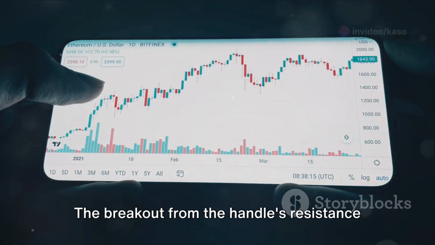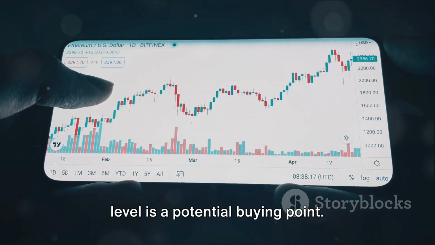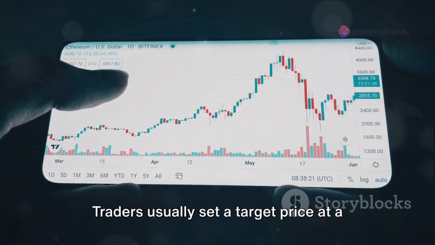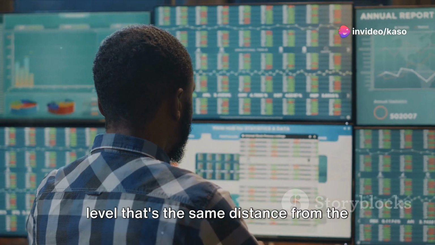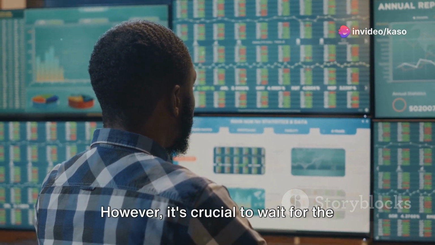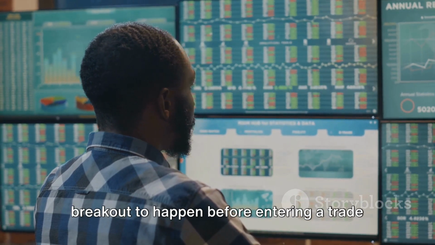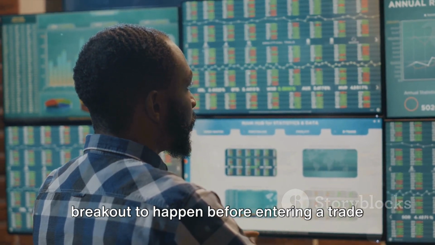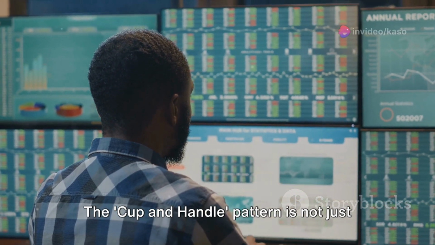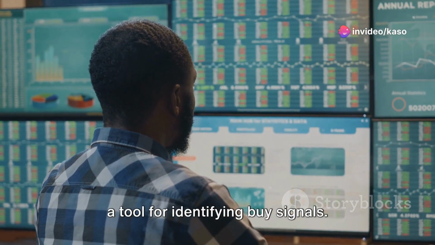The breakout from the handle's resistance level is a potential buying point. Traders usually set a target price at a level that's the same distance from the breakout point as the depth of the cup. However, it's crucial to wait for the breakout to happen before entering a trade to avoid false signals. The cup and handle pattern is not just a tool for identifying buy signals.